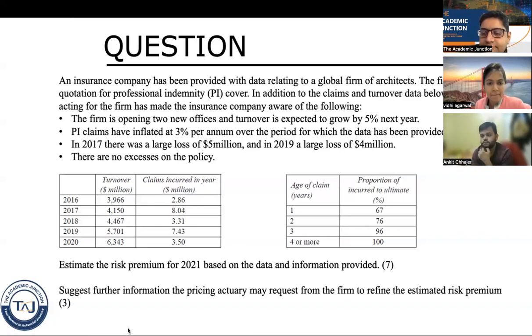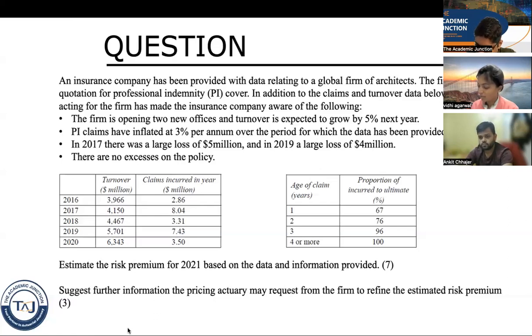Done, guys? So let's see quickly. Where's the geographical location of where the two new offices are being opened? Good. Okay. Any more expectations on the large losses? Okay. And what is the reason for these two large losses? Okay. The qualification of the architect and the number of architects employed by the firm. Okay. The reason for no excess being applied on the policy.